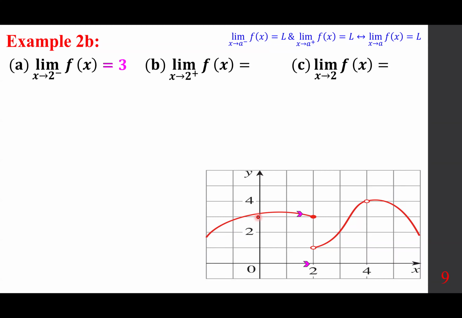Now, from the right side of 2, as we move this way, we are in this branch, moving towards this hole, which has a y coordinate of 1. Are they equal? No. Therefore, the limit of f of x as x approaches 2 does not exist.